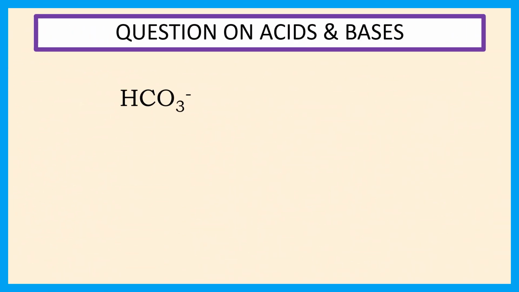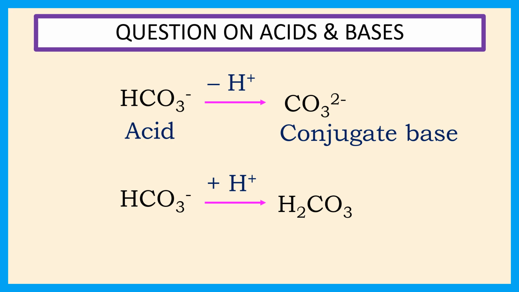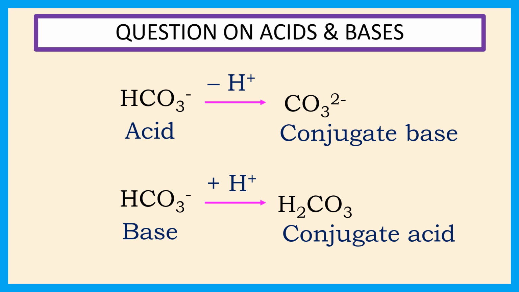This is the HCO3 minus. When HCO3 minus releases a proton, the residue is CO3 2 minus, which is the conjugate base of the acid HCO3 minus. Again, when HCO3 minus accepts a proton, the resulting species is H2CO3, which is the conjugate acid of the base HCO3 minus. Therefore, HCO3 minus is a Bronsted acid as well as the Bronsted base.